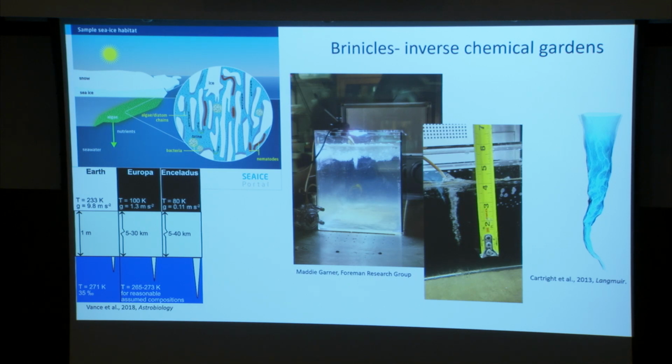So Maddie's been able to start growing these brinicles in the lab, about 4 to 5 centimeters down. It's been a challenging experience, I can say that, but she's actually figuring out those conditions. And these brinicles are interesting because they're hypothesized to be a sort of inverse chemical garden within sea ice.